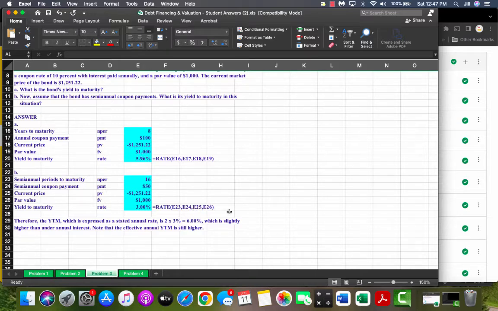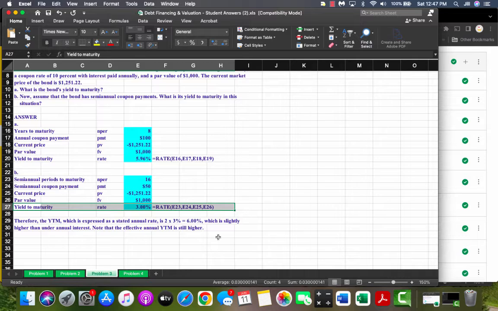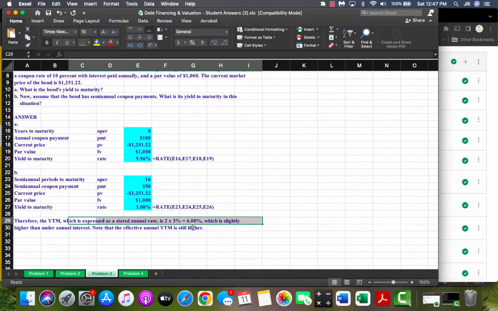And you'll see that it's 5.96 here. Now what we're looking at here, and this is where some folks went awry as well. So yield to maturity is 3%. That's our calculation, but that's the semi-annual yield to maturity. So we need to multiply that by 2 because the yield to maturity is stated as an annual rate. So 3 times 2 is 6.